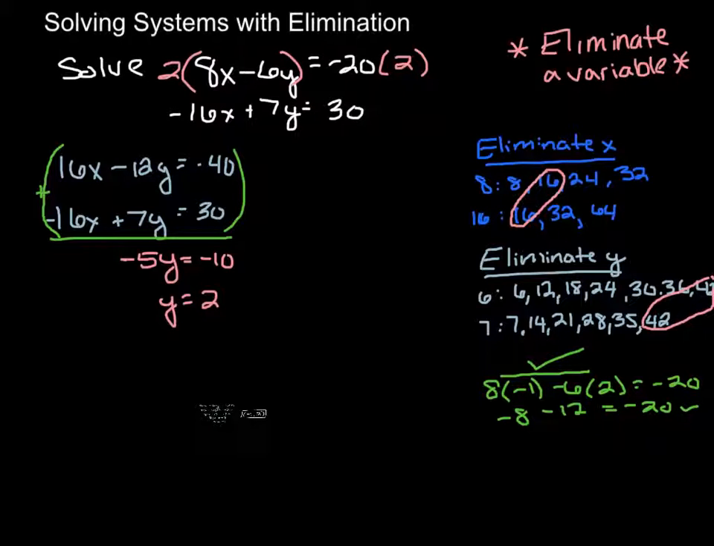Let's check the other one just to make sure. Negative 16 times negative 1 plus 7 times 2 should equal 30. Negative 16 times negative 1 is 16. 7 times 2 is 14. And 16 plus 14 is 30, so it works out just fine too.